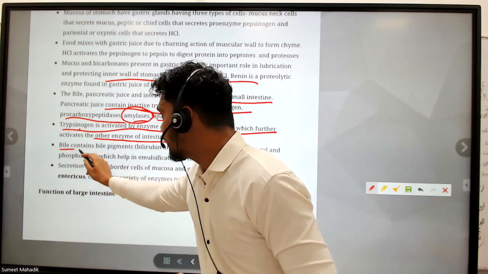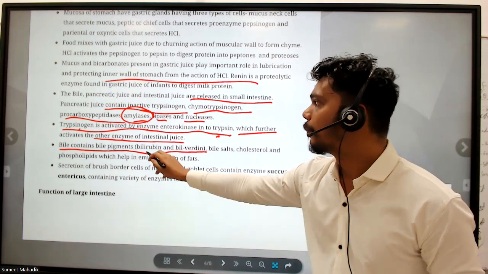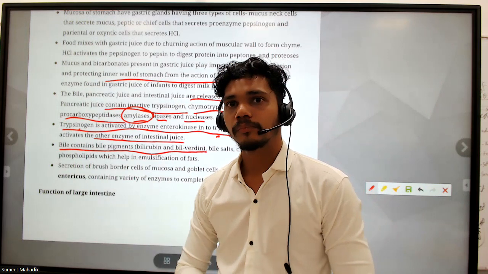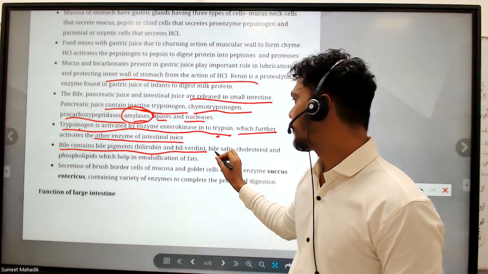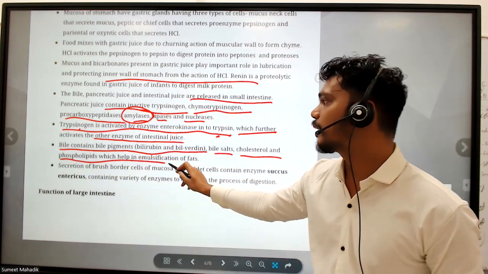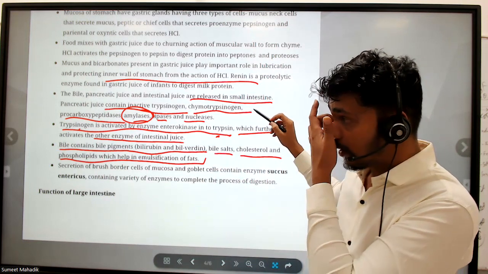Okay. So bile contains the bile pigments. What are bile pigments? Bilirubin and biliverdin. What are the bile pigments? Anybody know? Bile also contains bile salts, cholesterol, and phospholipids, which help in the emulsification of fat. Yes. Now tell me one thing.